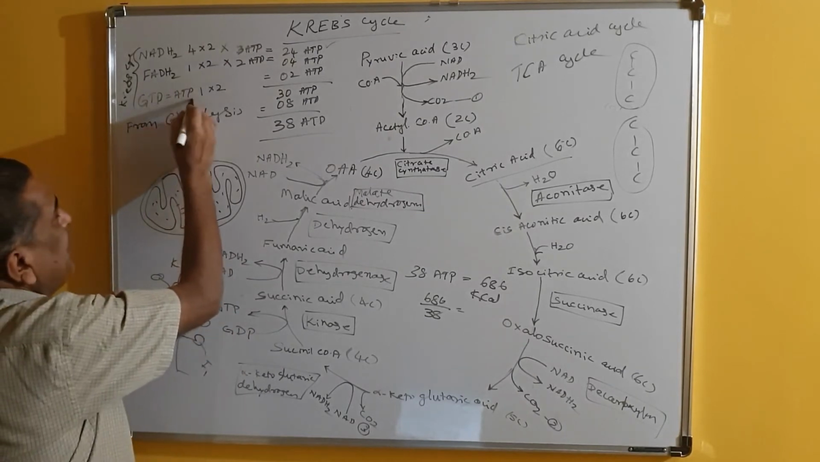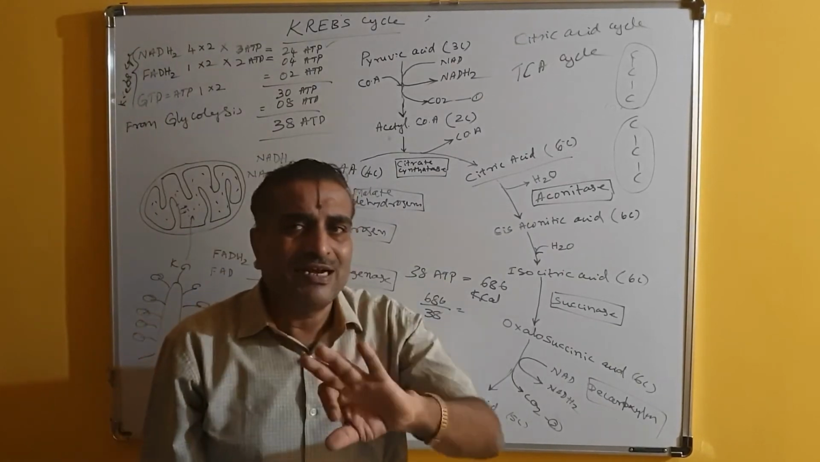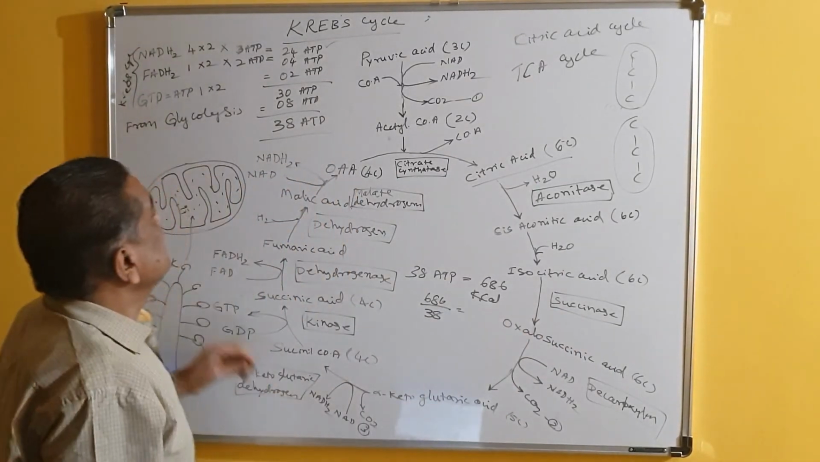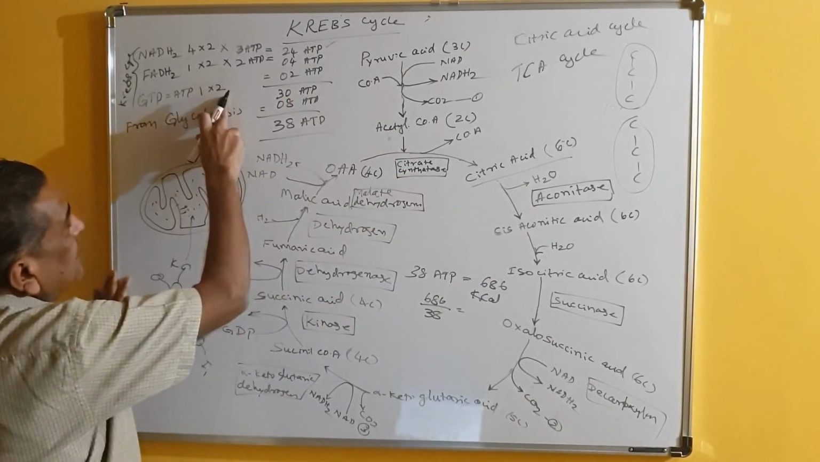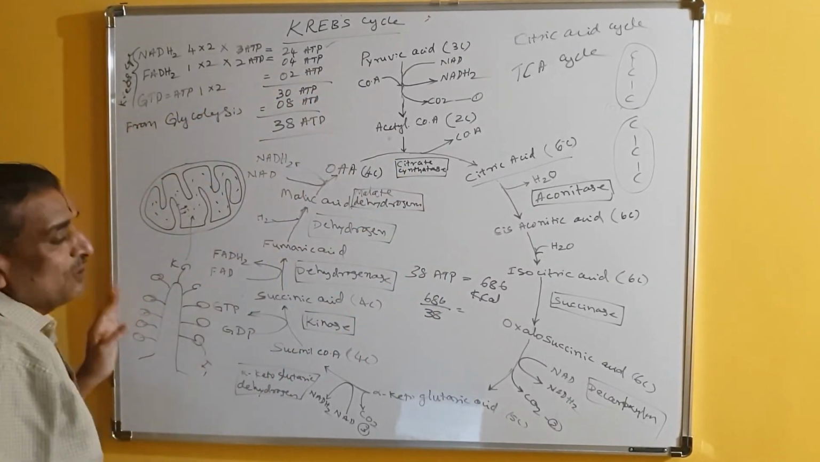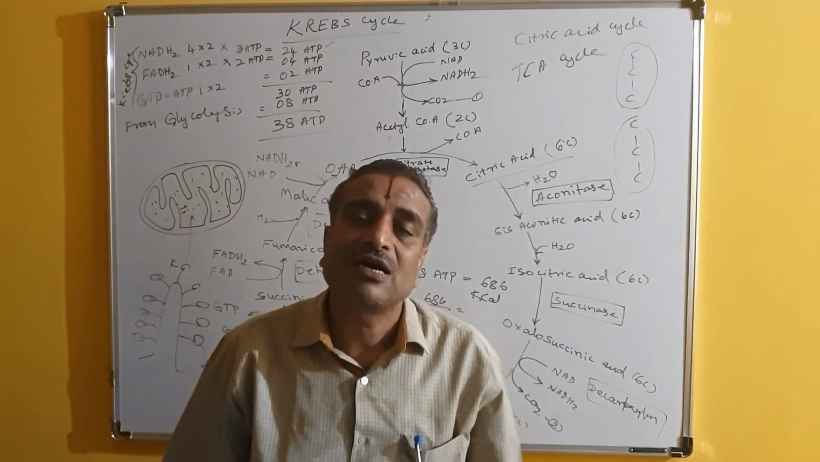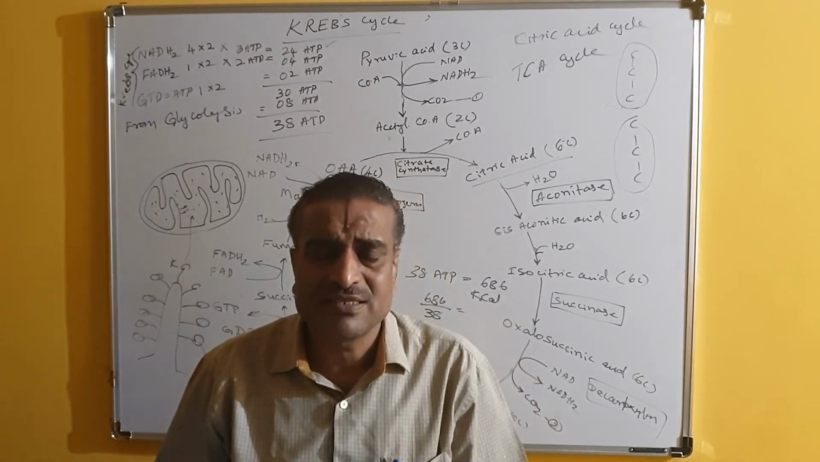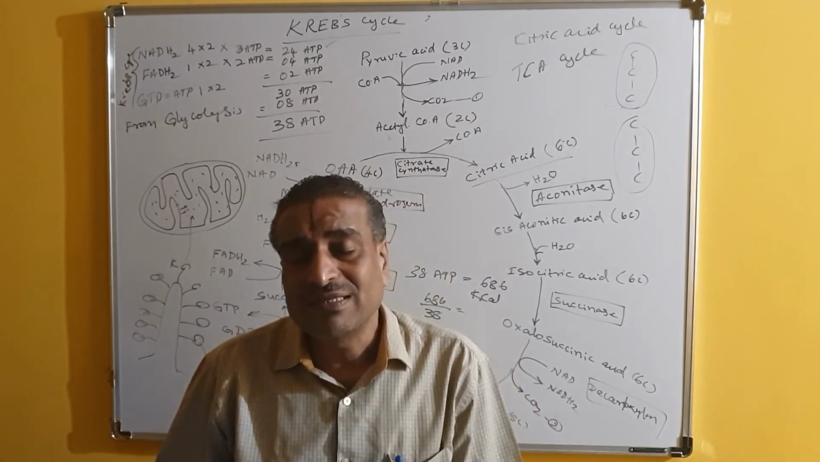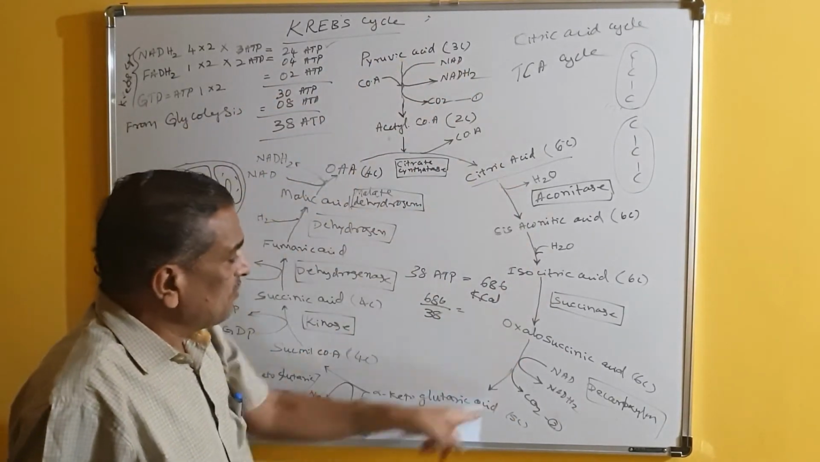GTP is equal to ATP. Guanosine triphosphate and adenosine triphosphate, only the nitrogen base is different. So GTP is equal to ATP. 1 ATP in one cycle, but 2 cycles are taking place, so 2 ATPs are produced. From the Krebs cycle, a total of 30 ATPs are synthesized.